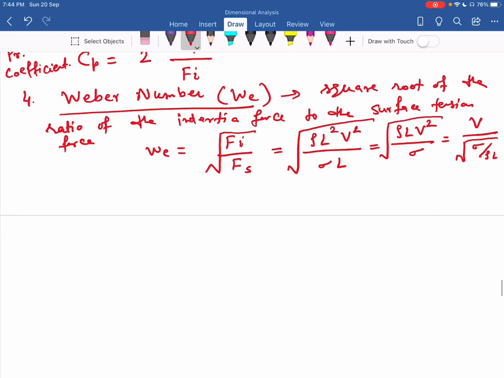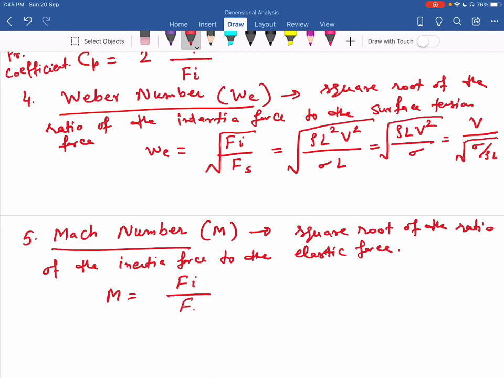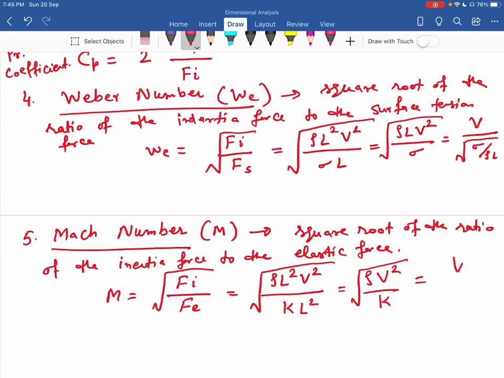And the last dimensionless number is the Mach number. The symbol is M, and it is defined as the square root of the ratio of the inertia force to the elastic force. So I can write Mach number equal to Fi upon Fe under root. So this is rho L square V square divided by K L square under root. So this comes out to be rho V square divided by K under root, or V upon root of K by rho. This is the Mach number.